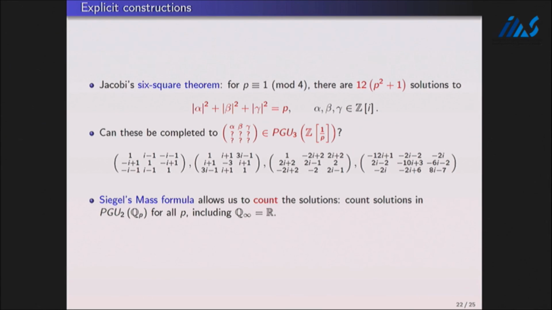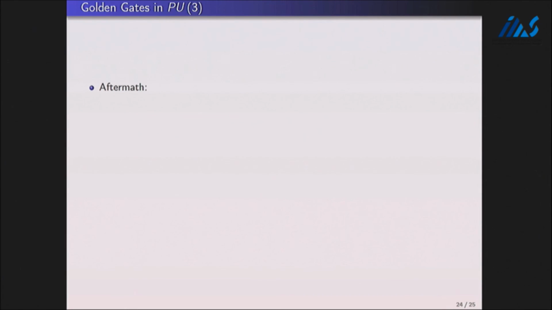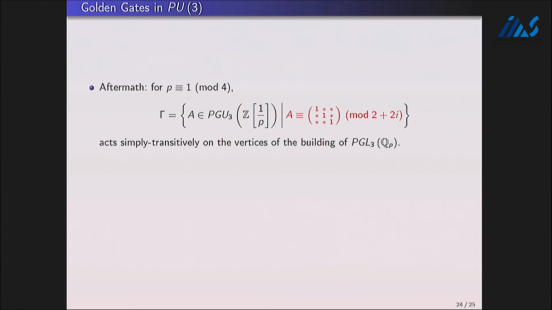What we can show at this point, for example, for PGU3, is that we have a congruence subgroup which acts simply transitively on the vertices of the building in dimension 3. And this is a very weird group. This is the unitary similitudes of Z[i][1/P] when P is 1 mod 4. But you take the subgroup of all the matrices which mod 2 plus 2i are equal to 1 on the diagonal, and anything else you want outside the diagonal.